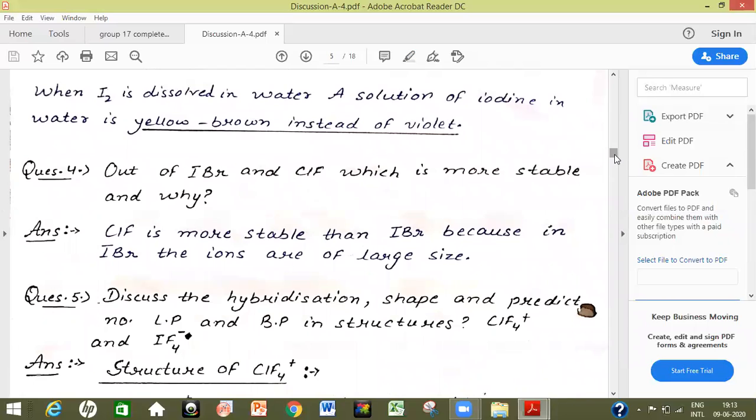Out of IBr and ClF, which is more stable and why? ClF is more stable than IBr because in case of IBr, the atoms are of large size. This is true. When the atoms are of large size, there is a lesser extent of overlap for the formation of a covalent bond. That is why they are not stable.